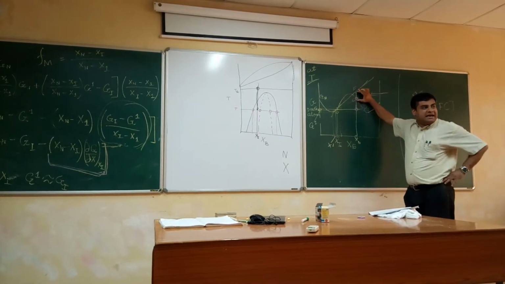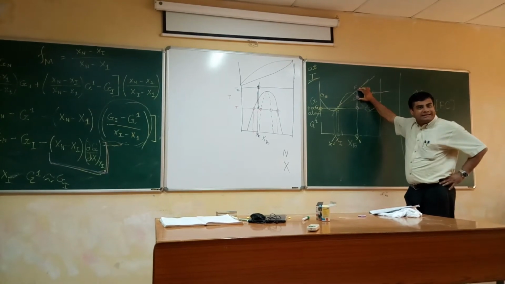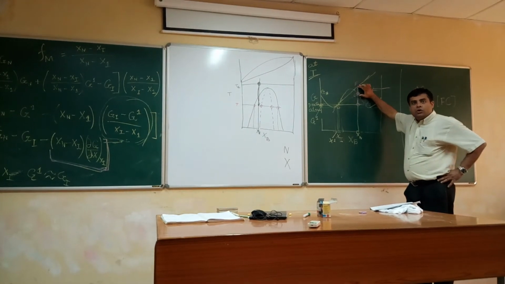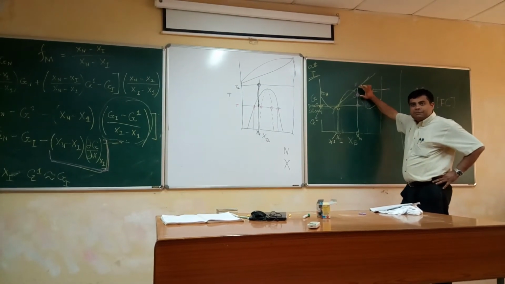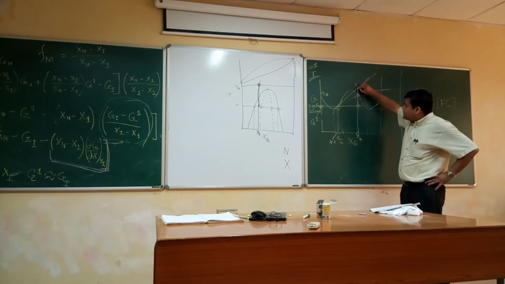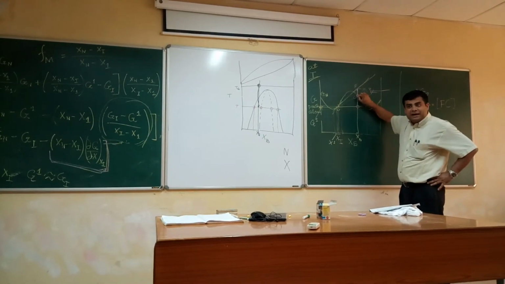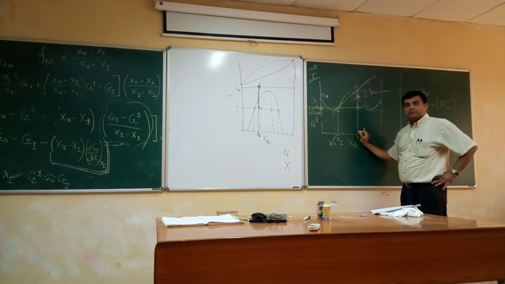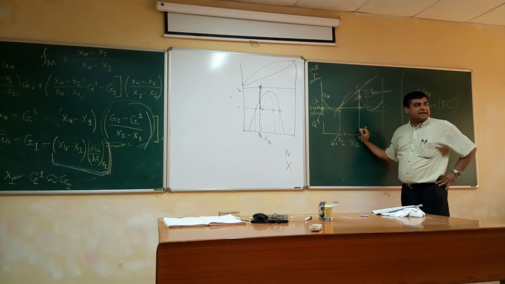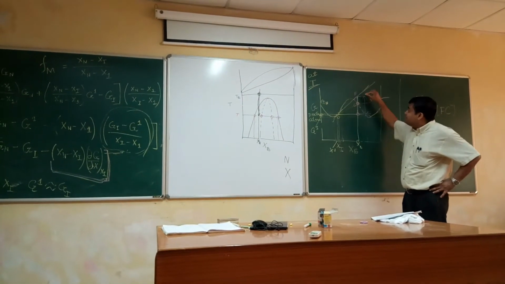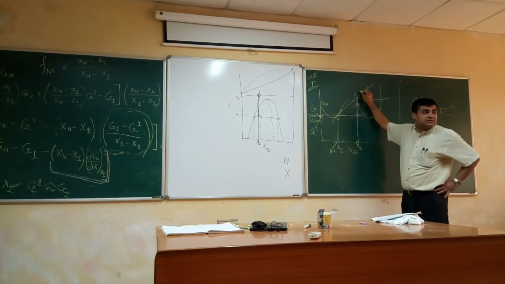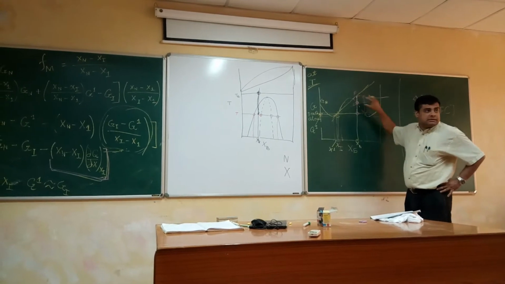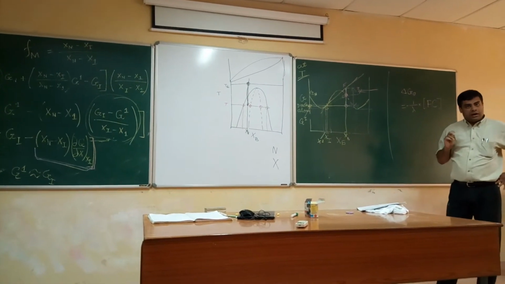So it is the vertical distance from the tangent drawn at the alloy composition till the Gibbs free energy versus composition curve at the embryo composition. It is the vertical distance at the embryo composition from the tangent drawn at the alloy composition till the G versus XP curve. So this distance.